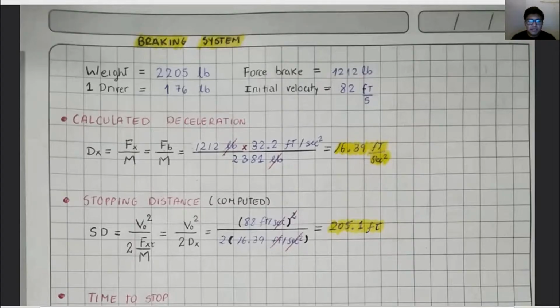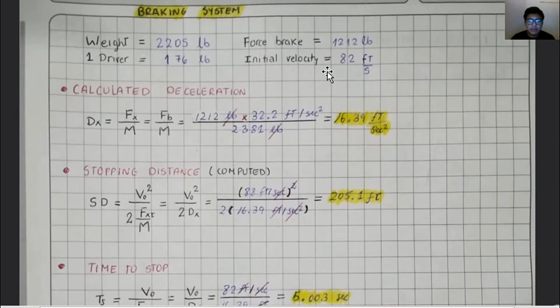My name is Daniel Mesa. In this moment I talk about the braking system. First I need different values, for example the weight, the weight of the driver from the data sheet, the braking force, and the initial velocity. I have to estimate these values.